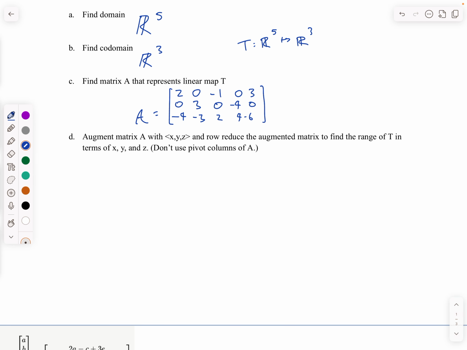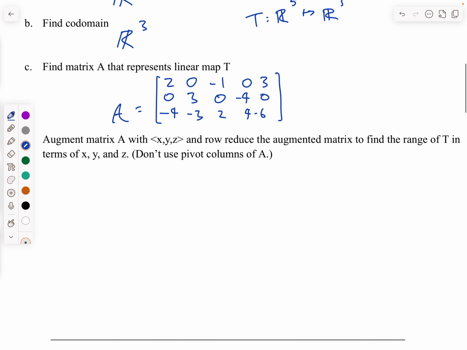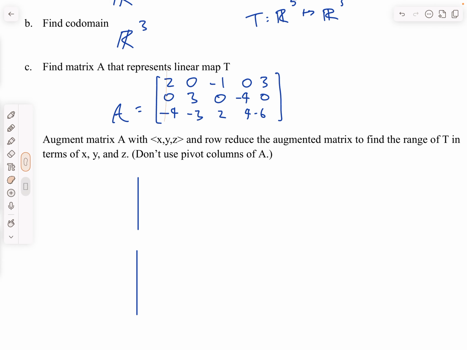Now, D asks us to augment that matrix with X, Y, and Z, and row reduce the augmented matrix to find the range of T in terms of X, Y, and Z. And we're not allowed to use the pivot column shortcut. All right. So the best thing about this problem here is it tells you exactly what to do. Sometimes it's pretty hard to remember how to find the range, and this problem gives you the steps to do it. So clearly, the first step is to augment the matrix with X, Y, and Z.